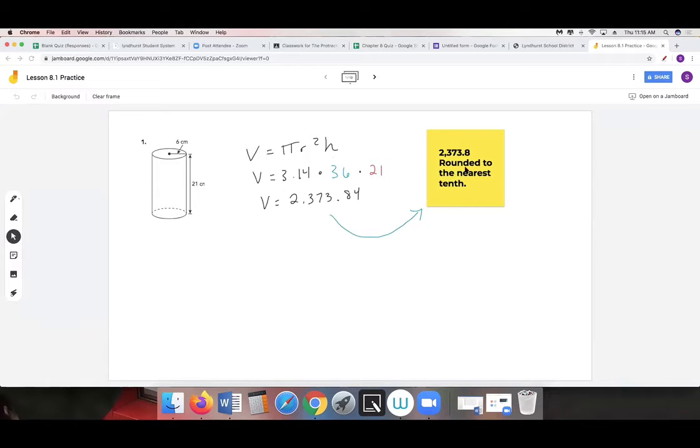This is the answer rounded to the nearest tenth, which it asks you to do, but if you didn't round it to the nearest tenth, if you just gave me 2,373 or 2,373.84, I took it. So as long as you're super close, you're all good. All right. So that was number one.